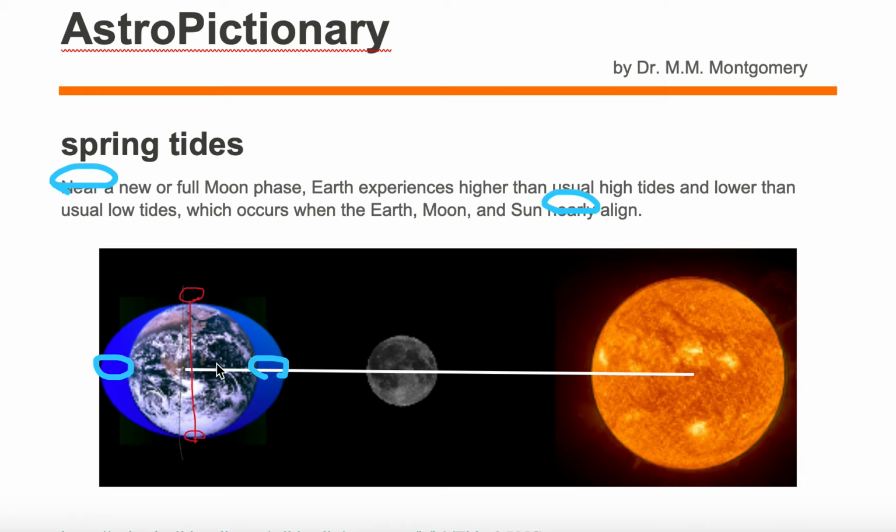Now, in reality, we say the words nearly align and we say near a new or full moon phase, and that's because the high tides and low tides occur slightly ahead of the line of centers. So high tide is really here as well as over here on the opposite side, and low tides are at 90 degrees to these points.